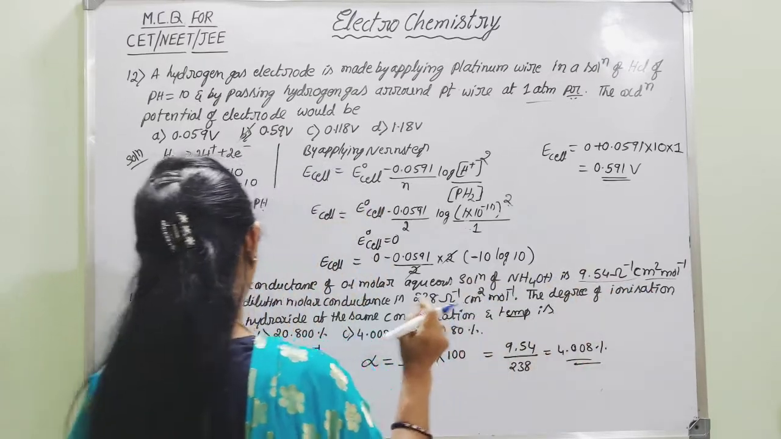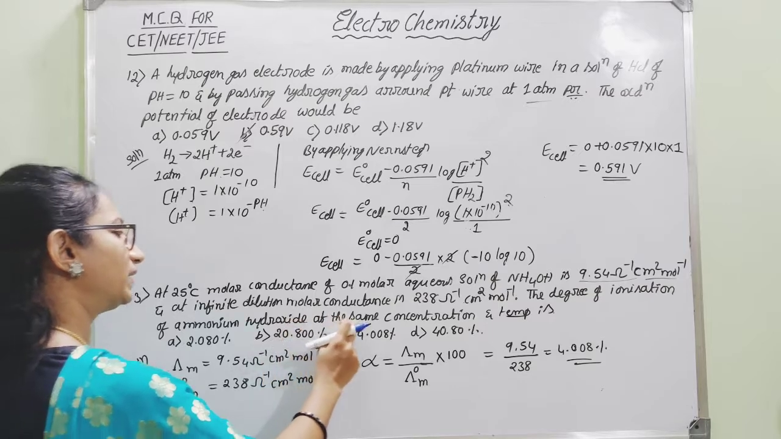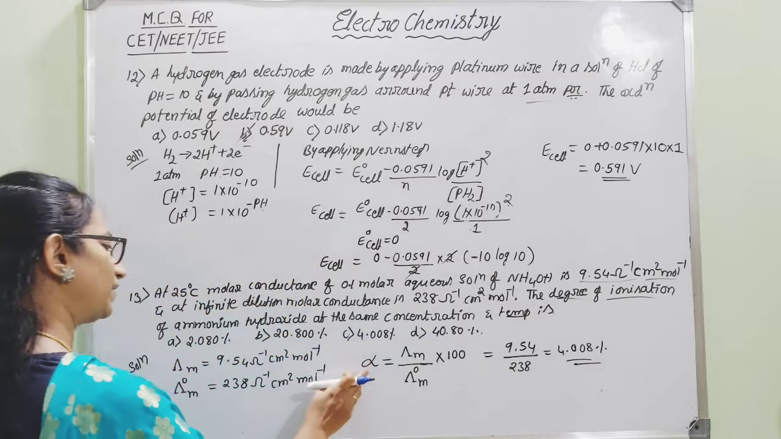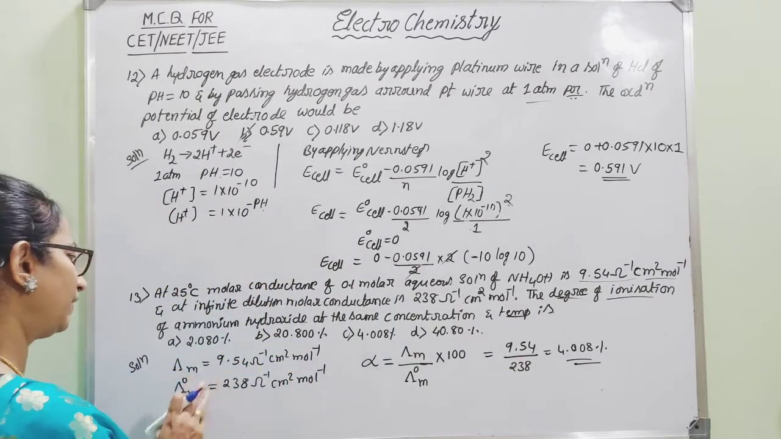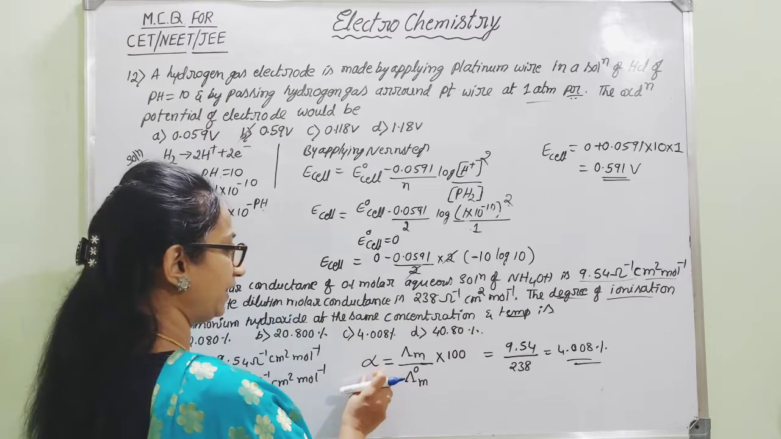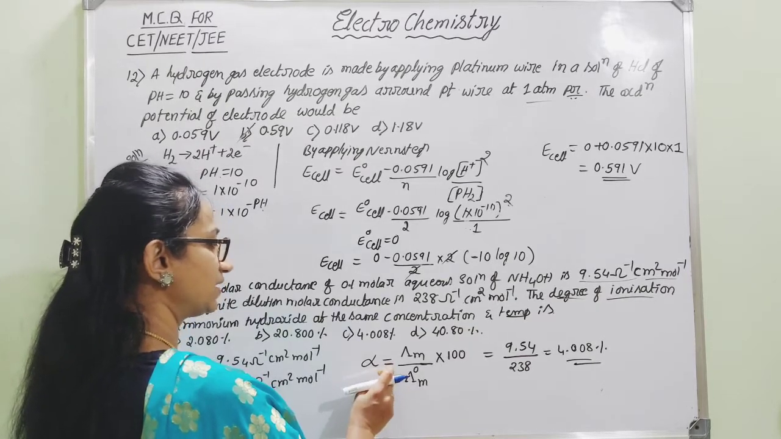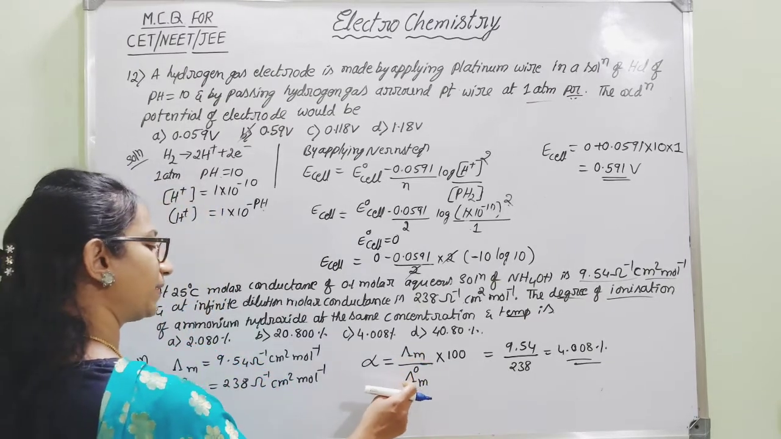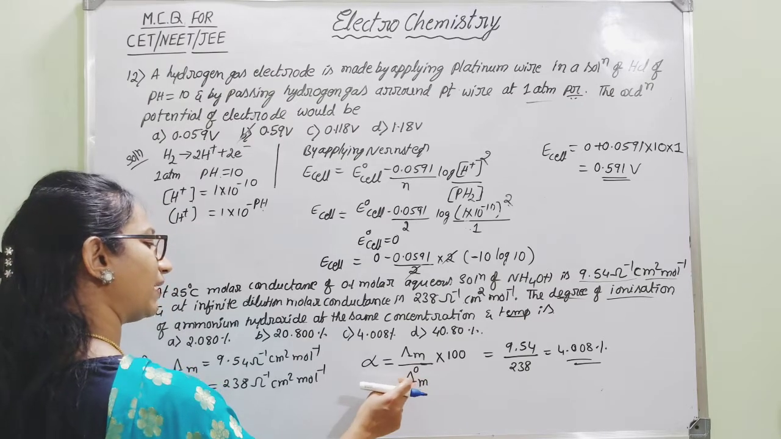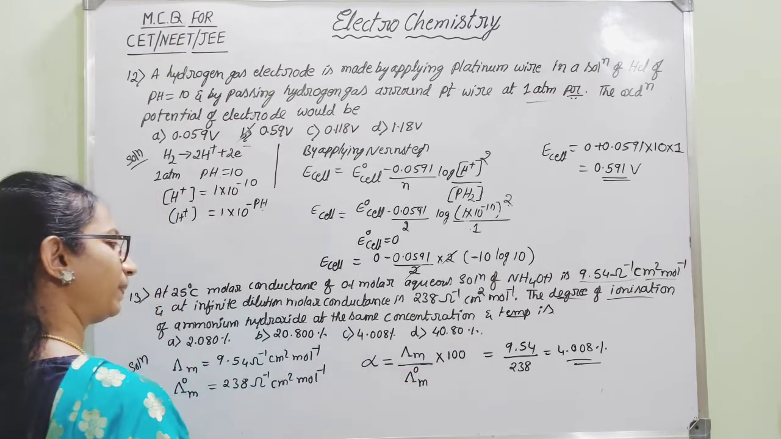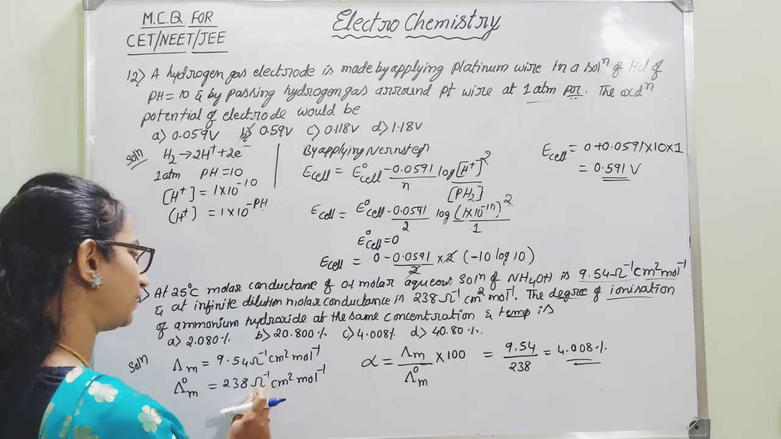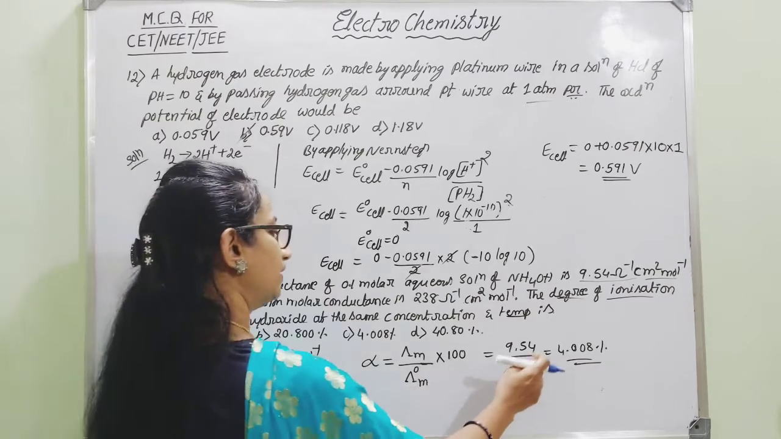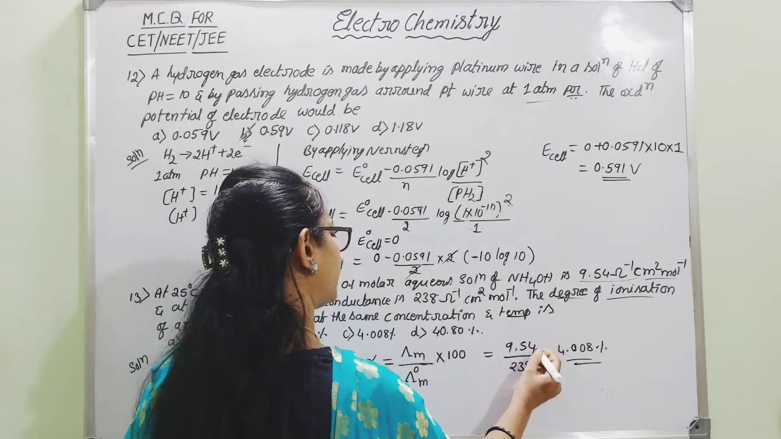The question asks us to find the degree of ionization of ammonium hydroxide at the same concentration and temperature, that is alpha. Remember the expression for degree of dissociation: alpha is the ratio of lambda m, the molar conductance, divided by the limiting molar conductance lambda m naught, multiplied by 100. Therefore, we can substitute these two values. Lambda m is 9.5 and lambda m naught is 238, multiplied by 100.